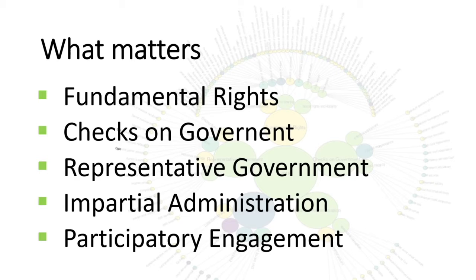They need their fundamental rights respected. They want to see checks on the government and a representative government. They care about an impartial administration and participatory engagement. The DEMOCRALYZER allows you to gain an overview of all 5 attributes. You can also drill down into the details, compare countries, and study the evolution over time.